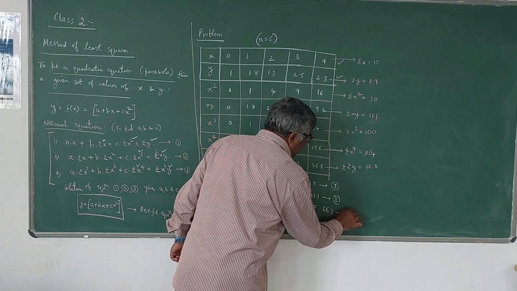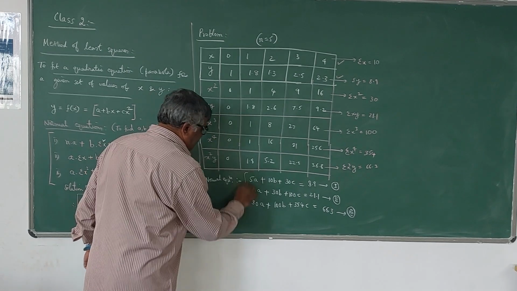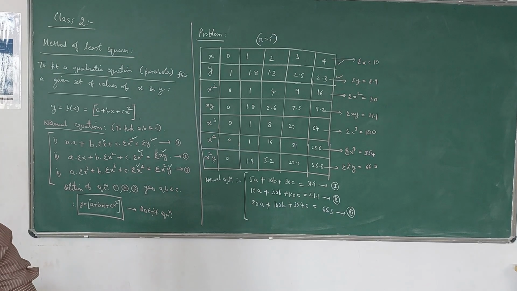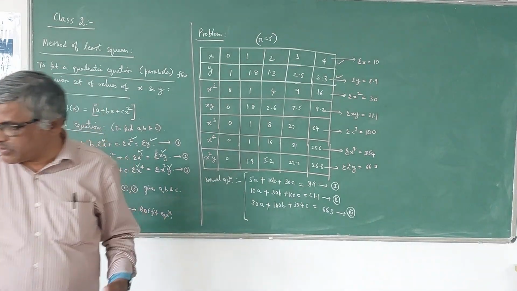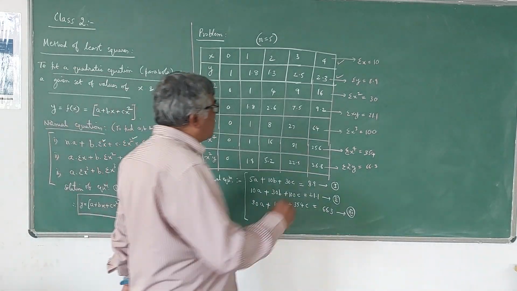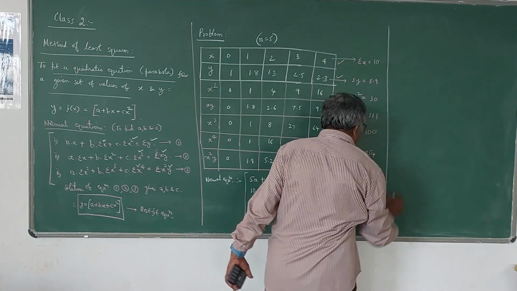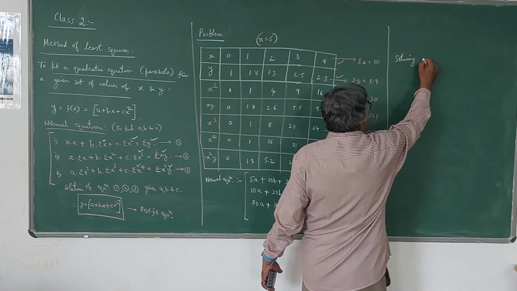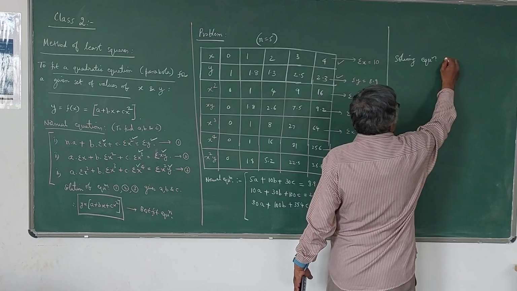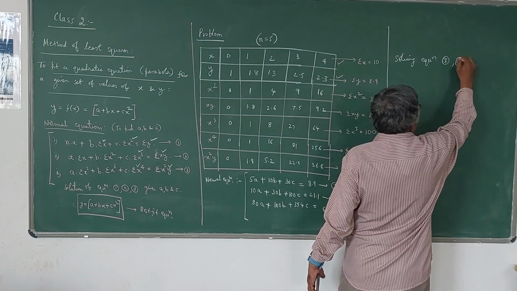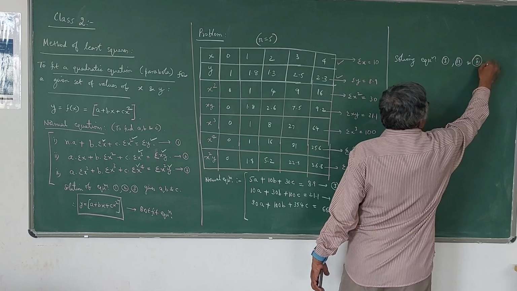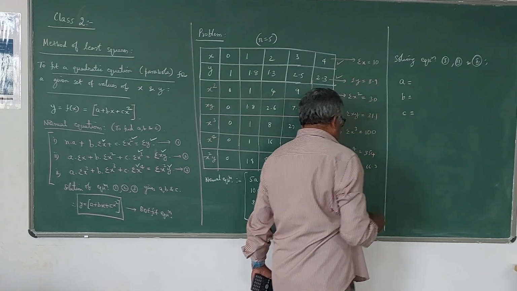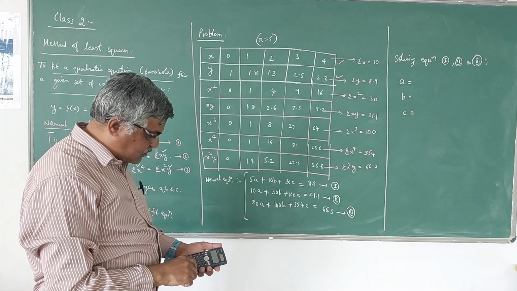So once you get these three equations, you can solve them using your calculator. Similar to the first problem which I did, there you had only two equations because only A and B were supposed to be found. So solving equations 1, 2 and 3, we are going to get the values of A, B and C. Let us see what is the solution of those three equations.